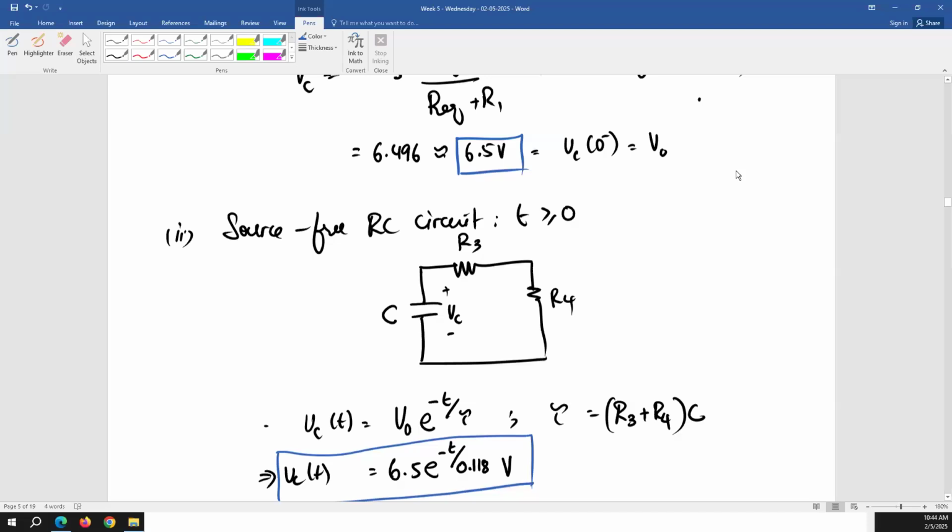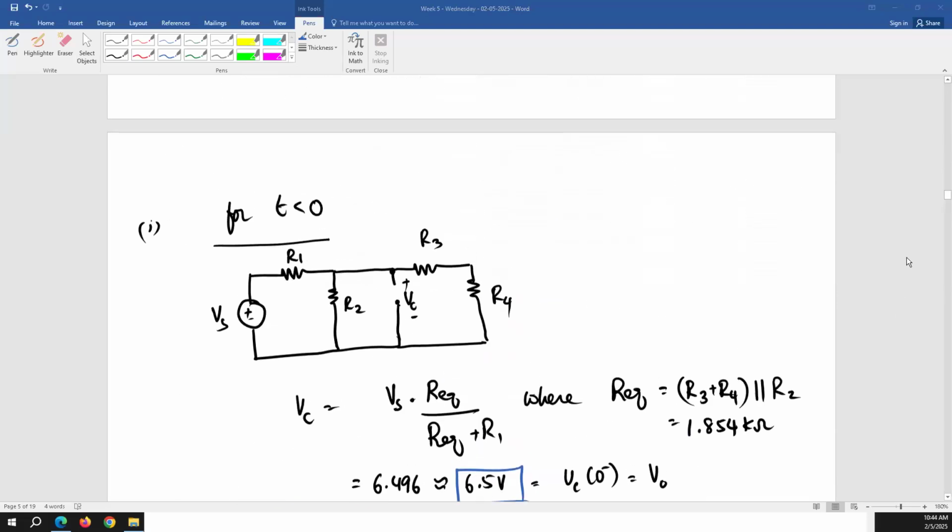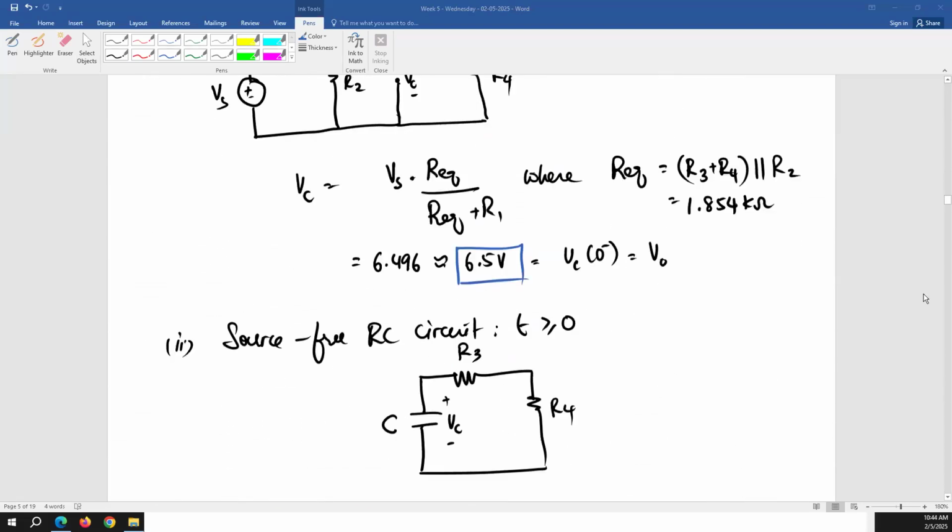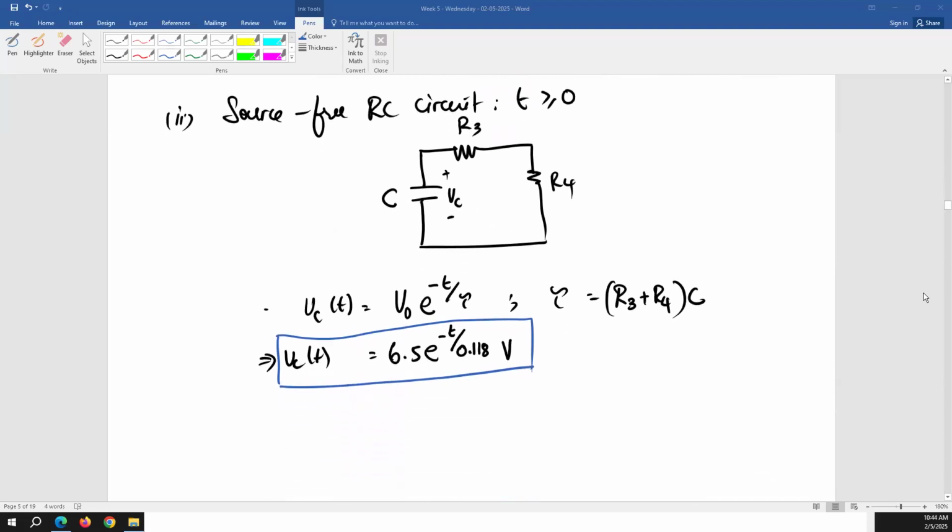Power in R4. How are we going to find out the power in R4 at, what was the time? At 10 milliseconds. What's going to tell me that? What should we do first before we calculate power? Okay, we can do voltage division and find the voltage across R4. And once we have the voltage across R4, then of course we can find the power.